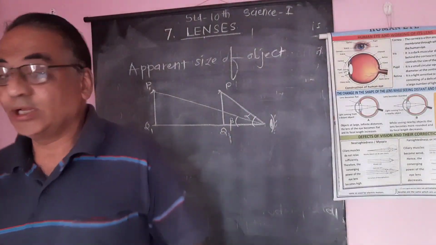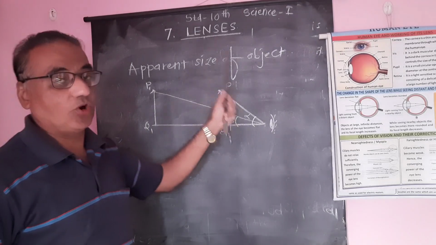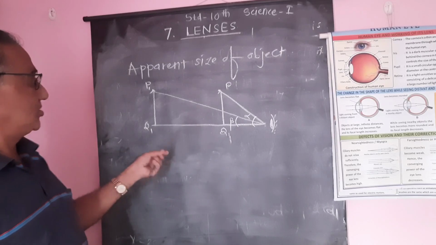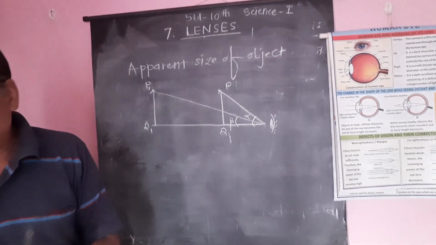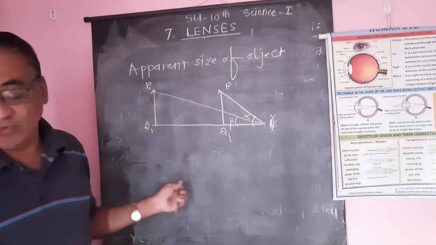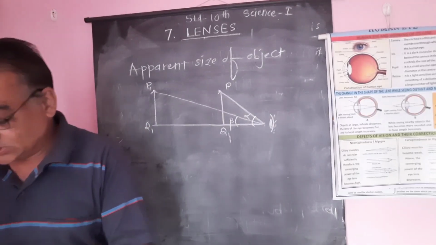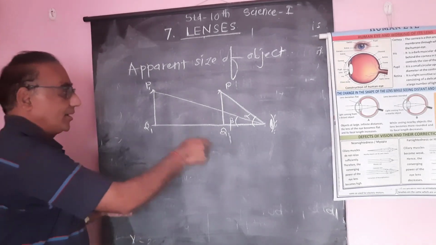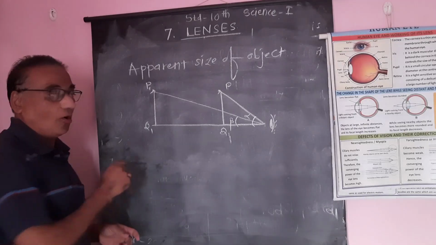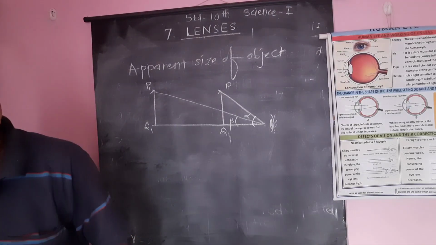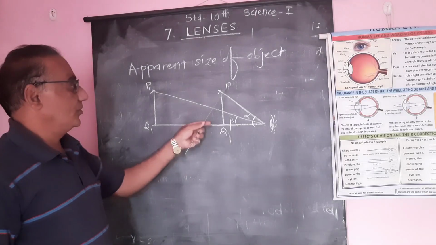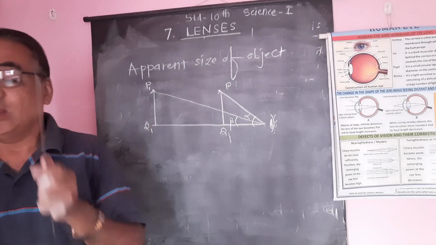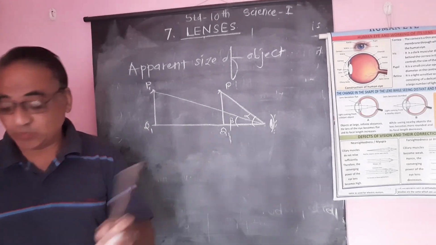Now let us consider the next topic, the apparent size of an object. Try to understand what is meant by apparent size of an object. In this figure you observe that there are two objects, PQ and P1Q1, both of the same size, kept at different distances from our eye. The object PQ makes an angle alpha, and object P1Q1 makes an angle beta with respect to our eye.